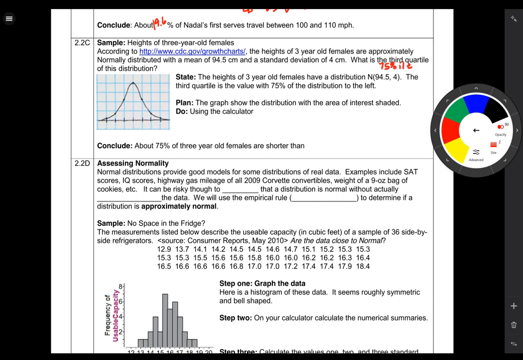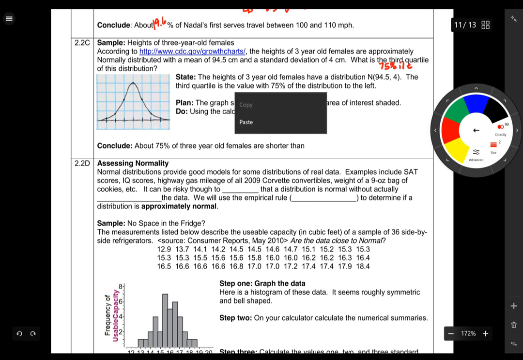The heights of 3-year-old females have a distribution, it's normal, with a mean of 94.5 and a standard deviation of 4. The third quartile is a value with 75% of the distribution to the left. In our plan section, the graph shows the distribution with the area of interest shaded. So let's go ahead and do some labeling.